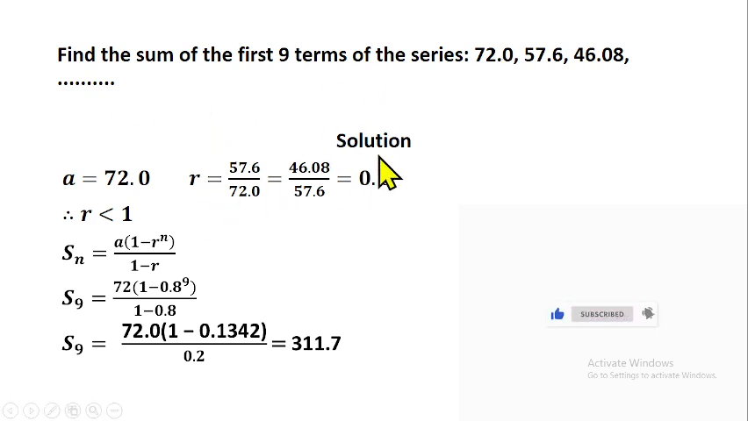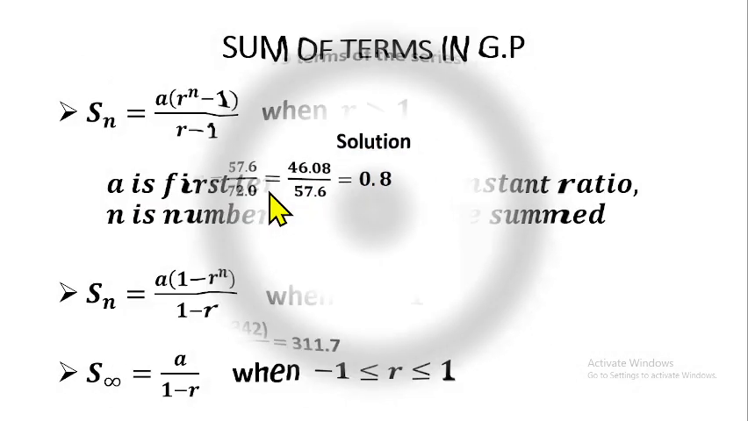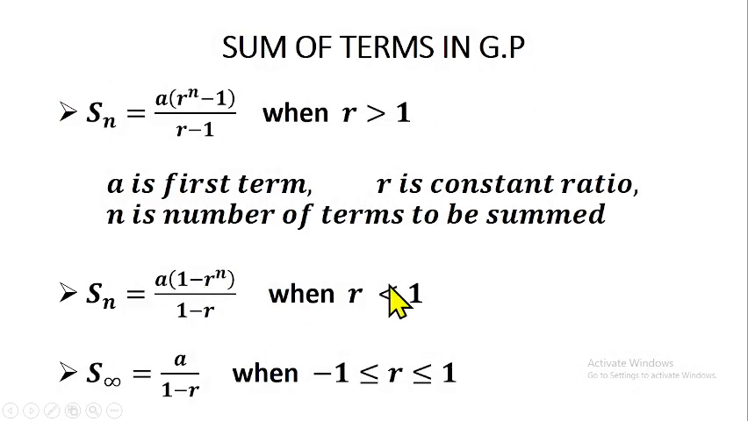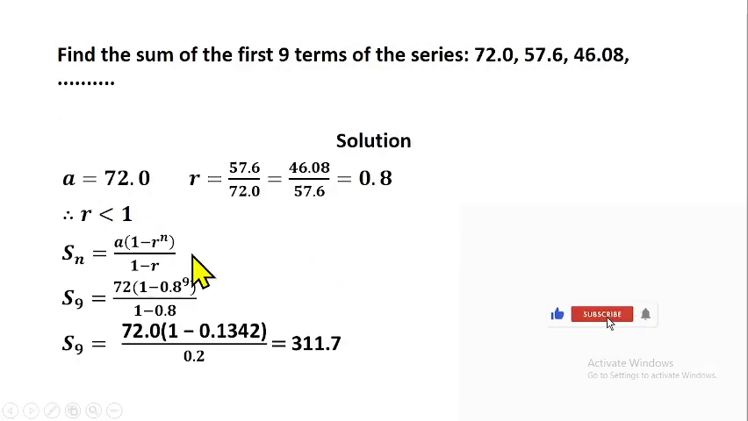In this case, is our constant ratio greater than 1 or less than 1? It is less than 1. You are having 0.8 here. So out of these two formulas, which one are you going to use? You are going to use this second formula, not this one. Because our r is less than 1, we have the sum of terms equals a into bracket 1 minus r raised to power n over 1 minus r.